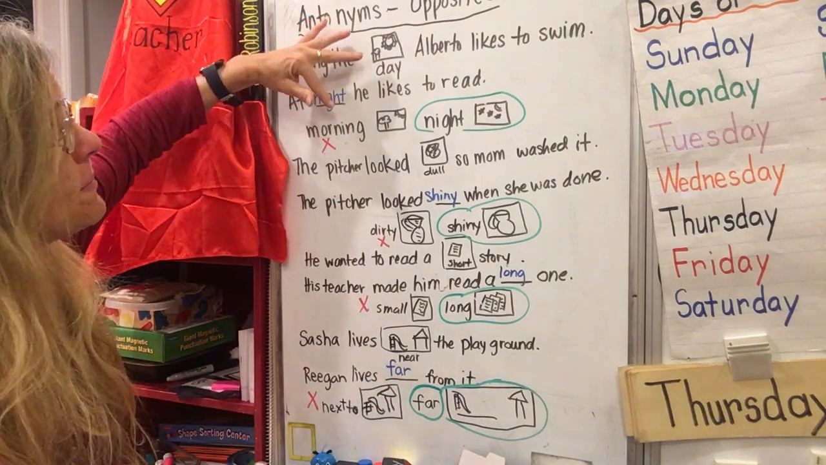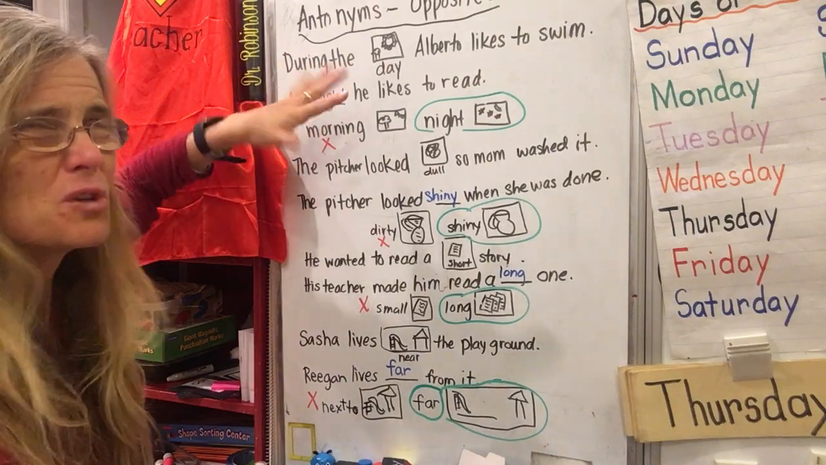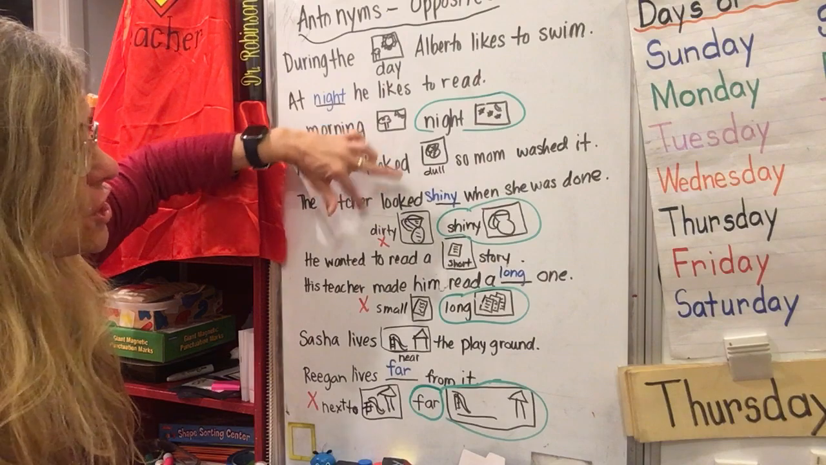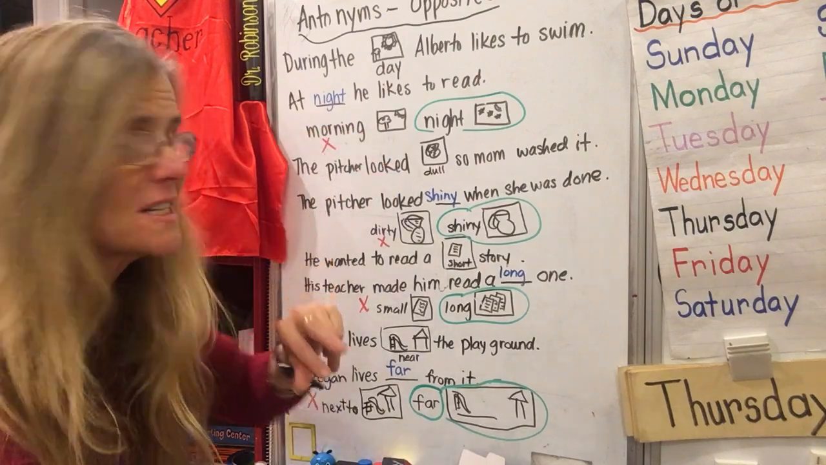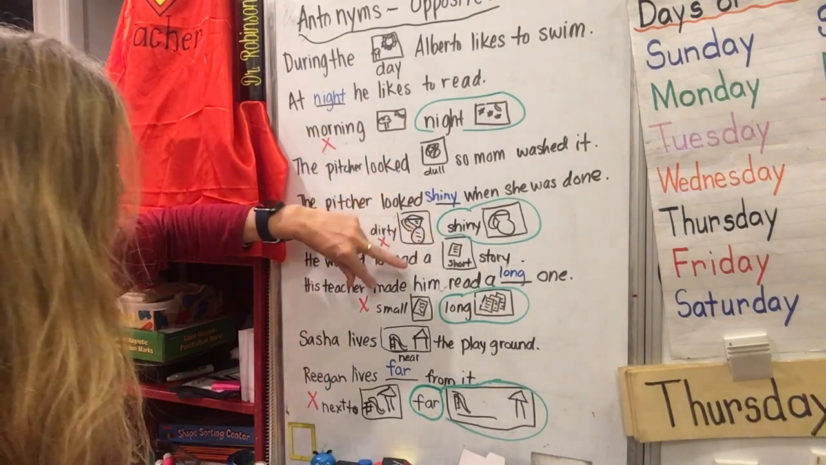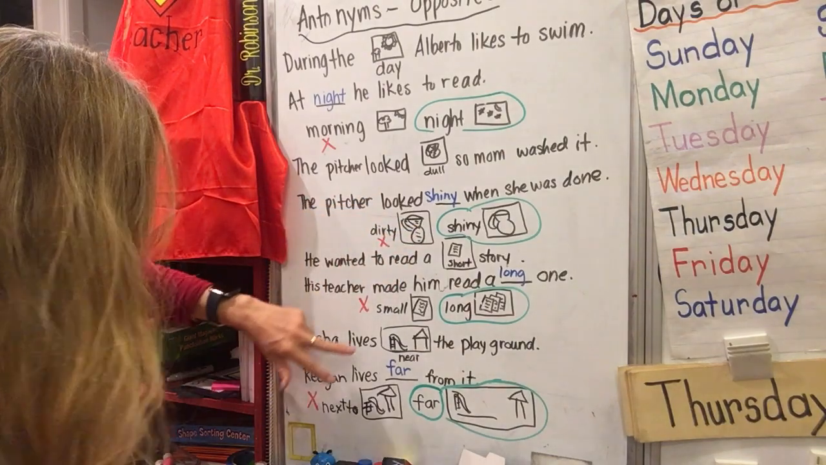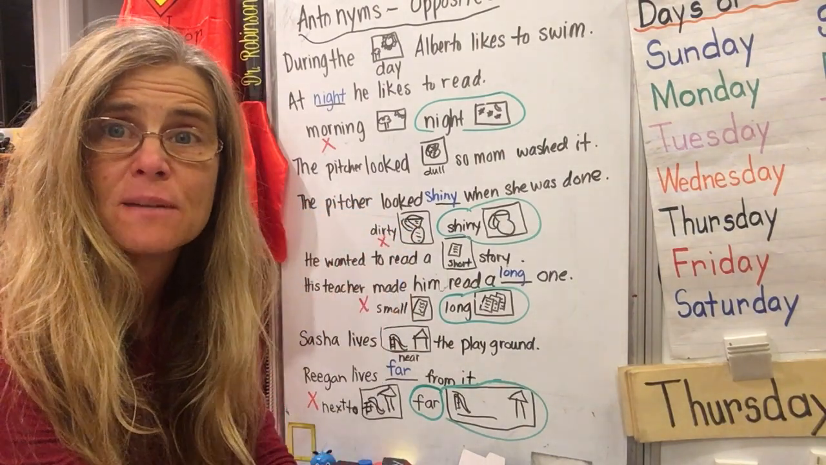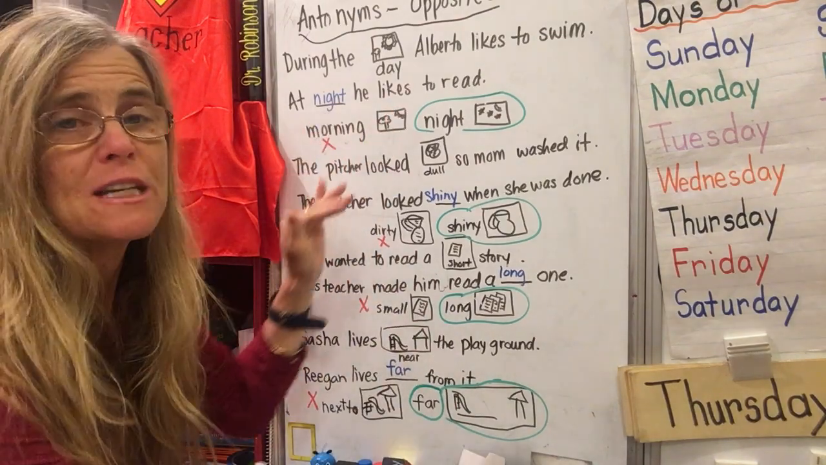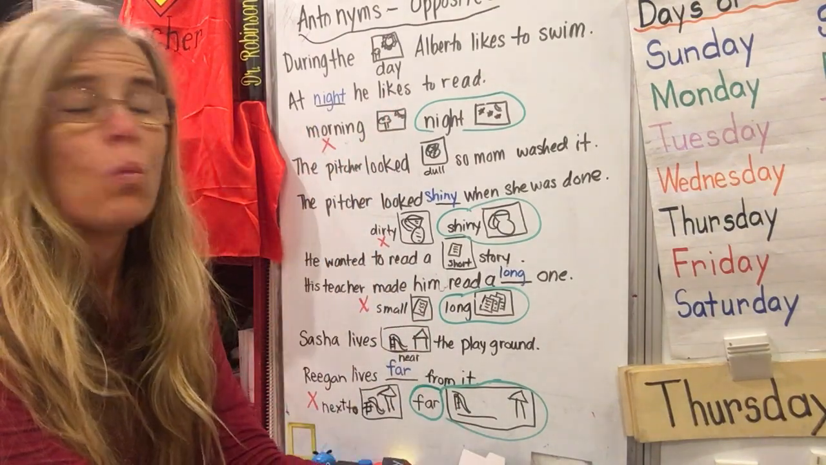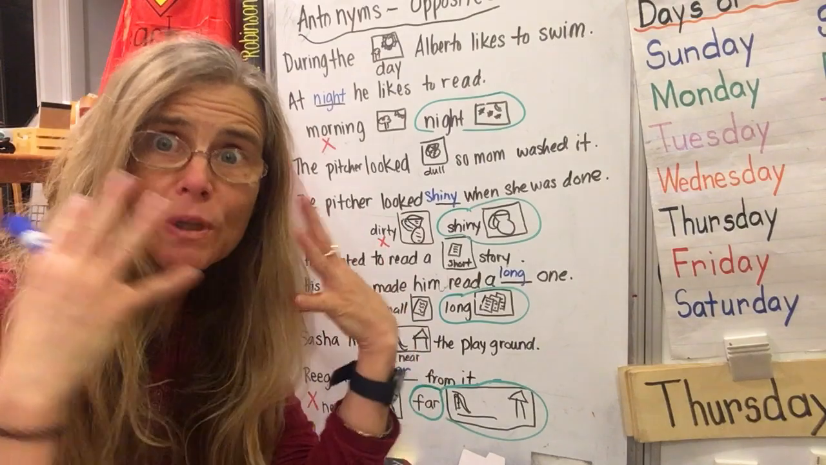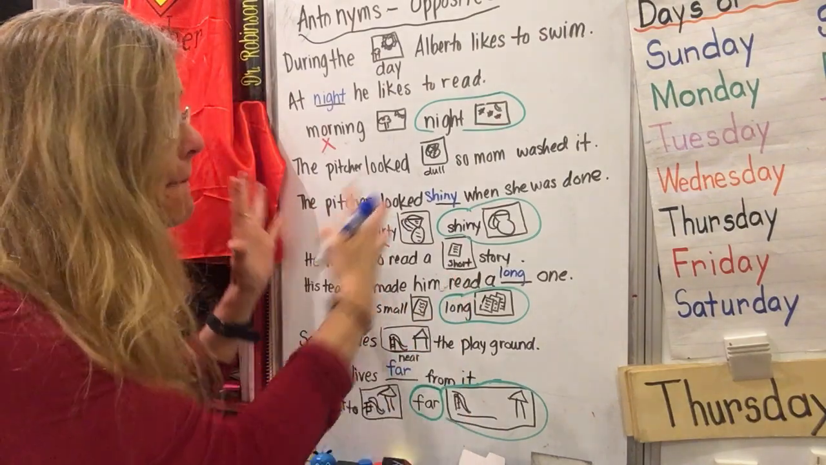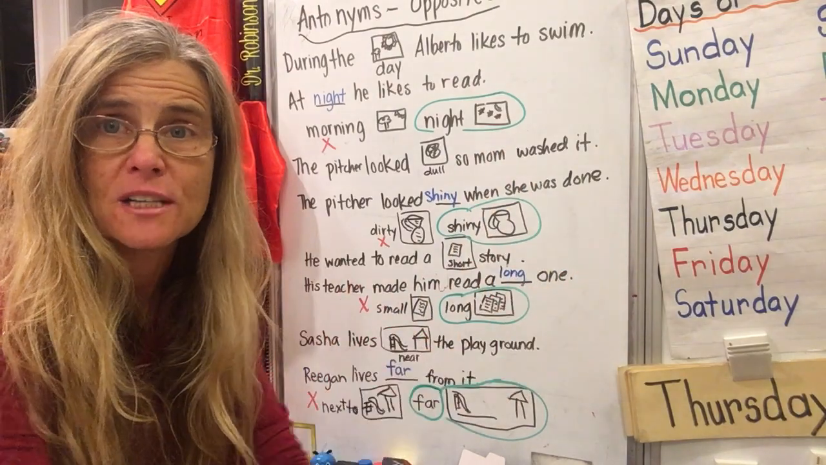Day, morning is part of the day. They'd be more synonymous. Dull and dirty, they would be more synonymous. Short and small, they would be more synonymous. And near and next to, they would be more synonymous, more closely related to each other. Wow, that was some really big learning, big math in a small space, big language arts in a small space.